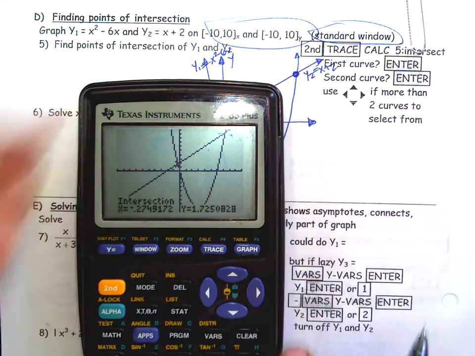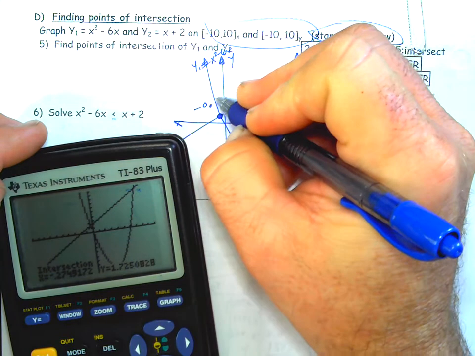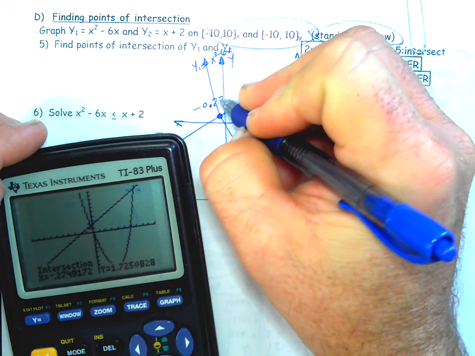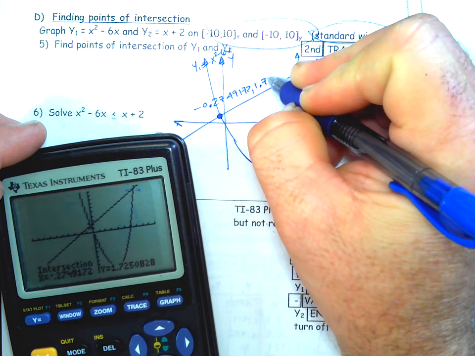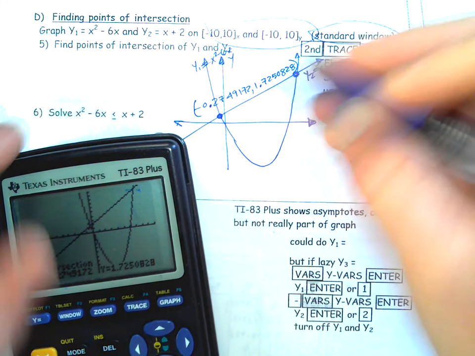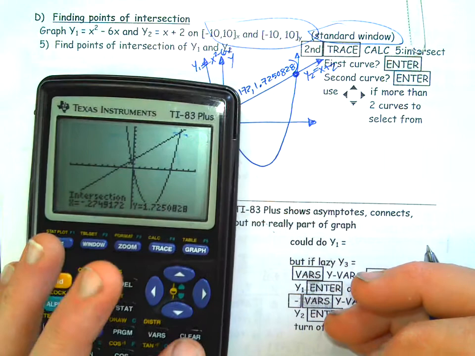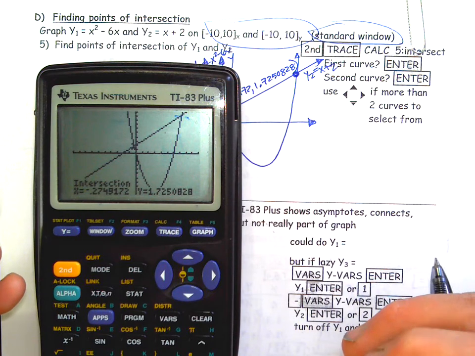So I'm going to write this on here. -0.2749172, comma 1.7250828. Now I'm writing all these extra decimals because if I need this for a future calculation, I need more than 3 decimals. And if I find out later that I needed it, it's going to be a lot more work to redo these and then write it down.